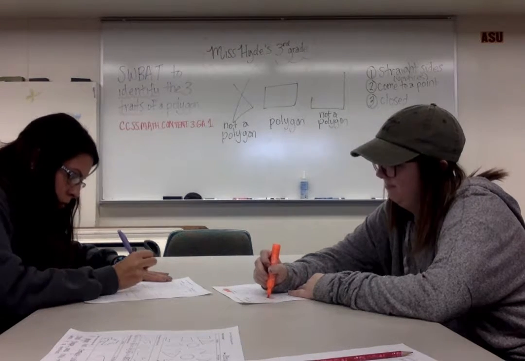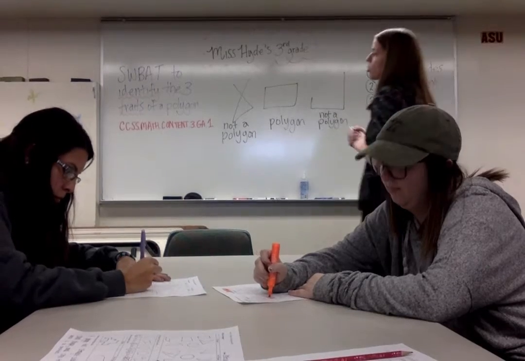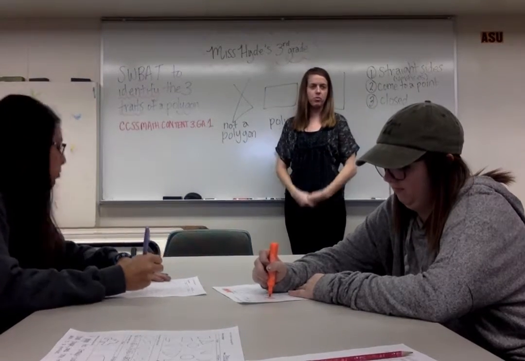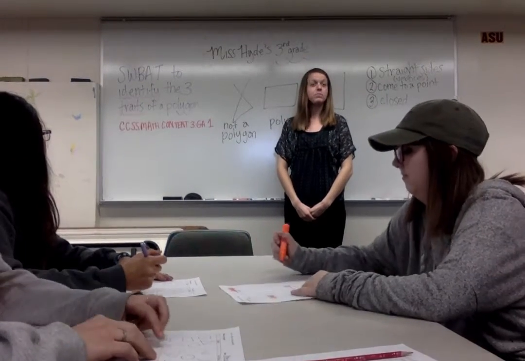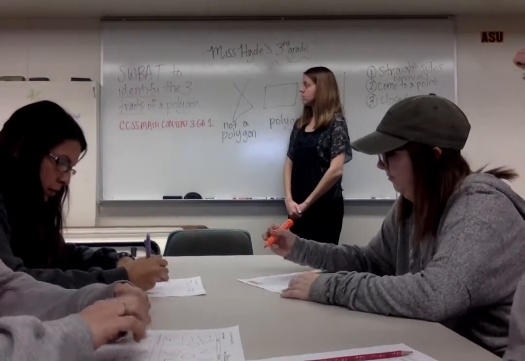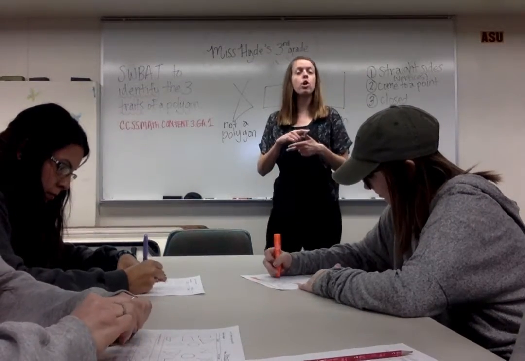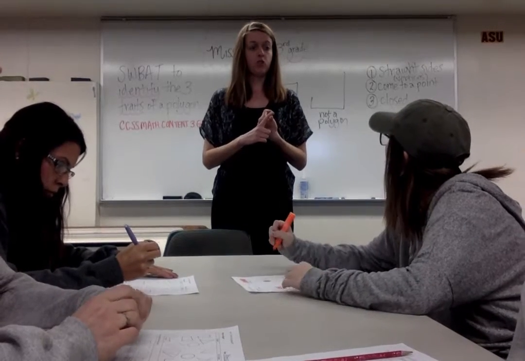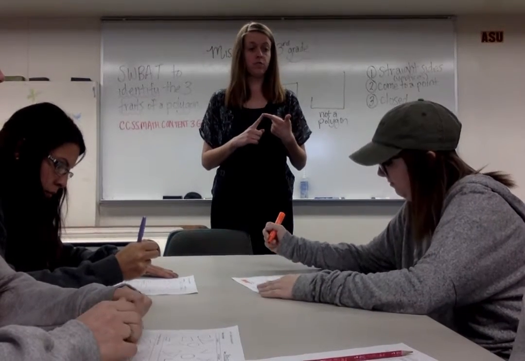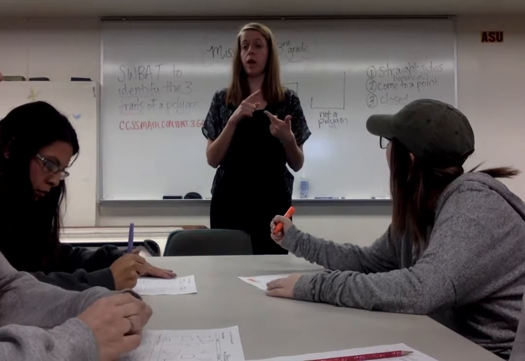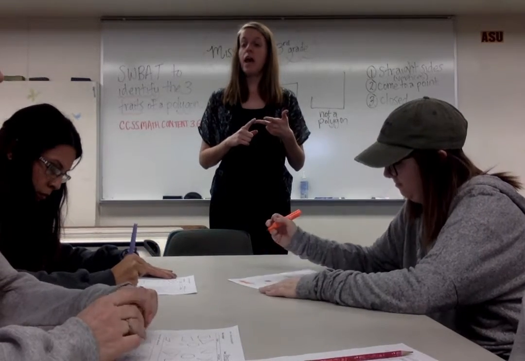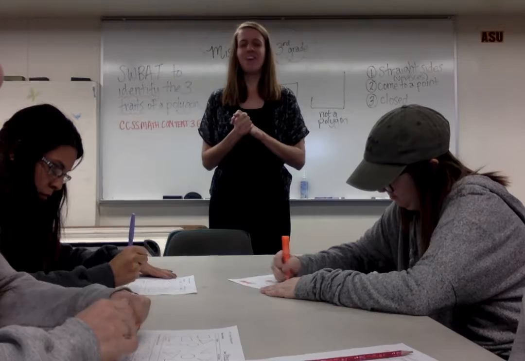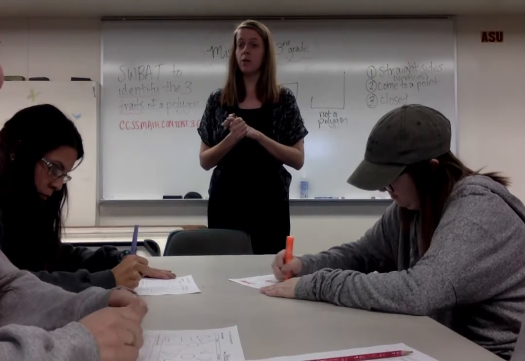All right. So as you guys are finishing up, what was our goal for today? What was our objective? To identify the 3 traits of a polygon. So before we go, what are the 3 traits of a polygon? Has to have straight lines. Vertices. Great job. Great use of the new vocabulary word. And closed shape. Great job, guys. Thank you for working so hard today. I really appreciate it.